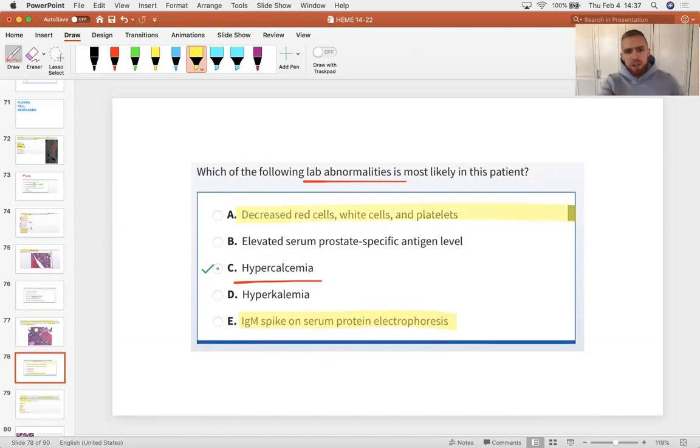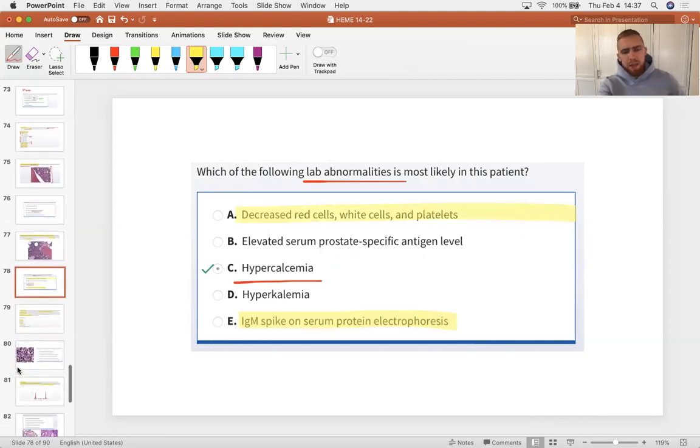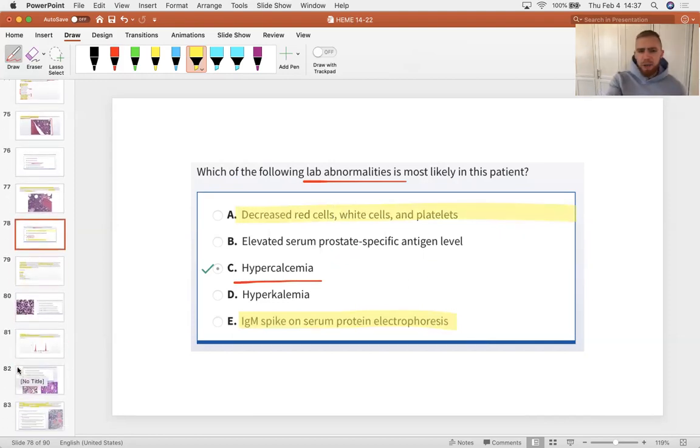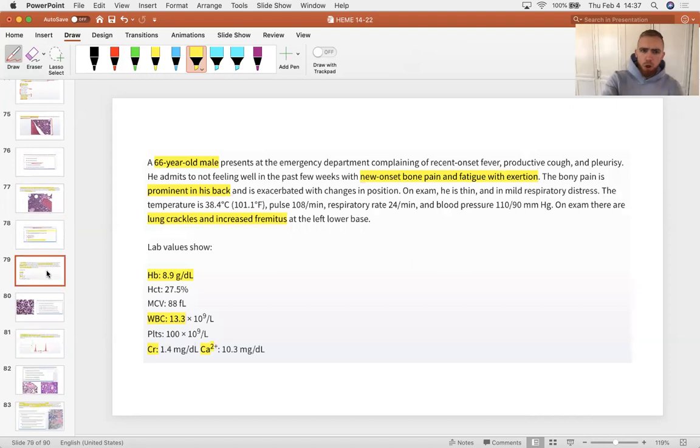Then there's another one saying decreased red cells, white cells, and platelets. You can see some cytopenias as multiple myeloma or any other plasma cell neoplasm progresses, and that's going to be because the bone gets taken out, but that's going to be late in the progression of this disease. And at that point, white cells would probably be within normal limits or even elevated. It is a white cell cancer after all.